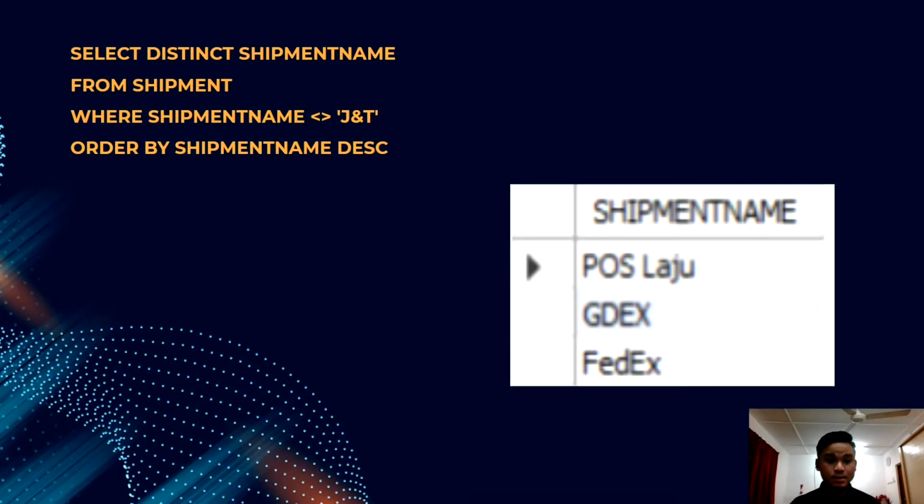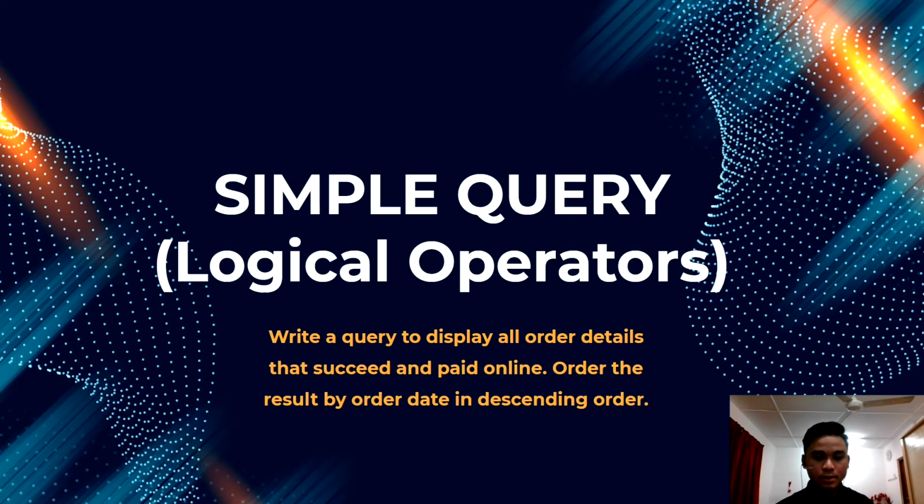So this is the query. Select distinct shipment name from shipment where shipment name does not equal to JNT, and order by shipment name, and the output is Pos Laju, GDEX and FedEx. So now we continue to the next question, which is simple query, but this time is logical operators. The question states: write a query to display all order details that succeed and paid online. Order the result by order date in descending order.